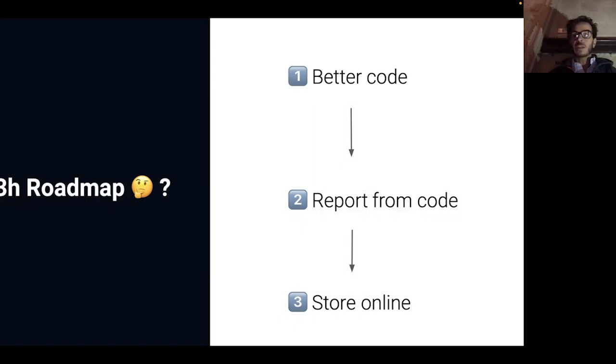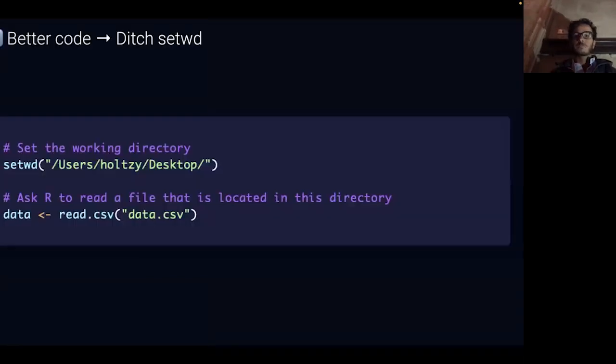The first one is a few best practices about code. The second one is, instead of just writing code and then doing a report, doing your reports from code directly. And the last step is to store your analysis online, to have everything on the cloud and make sure everybody can see and collaborate with what you've done. So I'm going to talk briefly about those 3 steps. A few best practices.